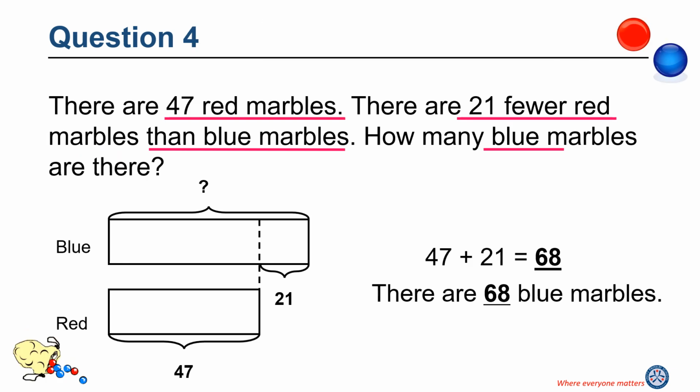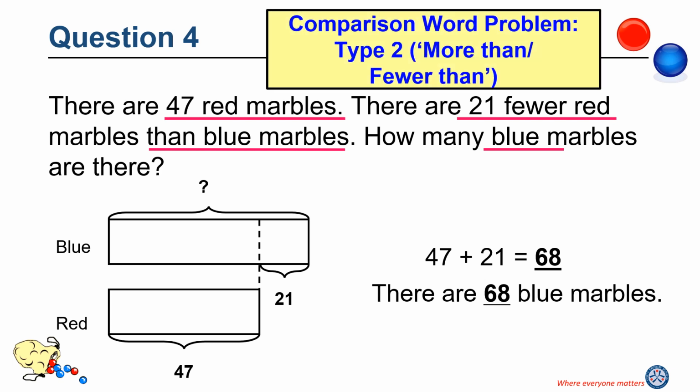What is the question type of this word problem? Please pause the video while you attempt the question. In this question, we have to find the number of blue marbles. We know that there are 21 fewer red marbles than blue marbles. We can use the comparison model to solve this word problem. This is a more than or fewer than comparison word problem.